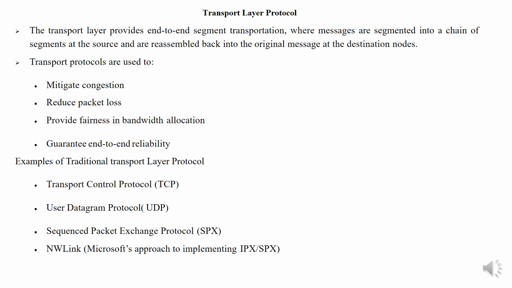Transport protocols are used to mitigate congestion, reduce packet loss, provide fairness in bandwidth allocation, and guarantee end-to-end reliability. Examples of traditional transport layer protocols: Transmission Control Protocol, User Datagram Protocol, Sequenced Packet Exchange protocol, and NetLink, Microsoft's approach to implementing IPX/SPX.